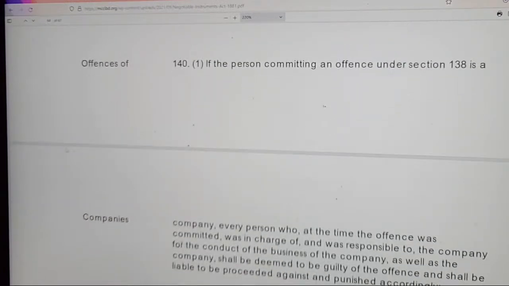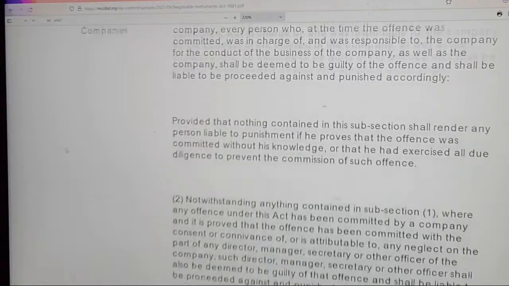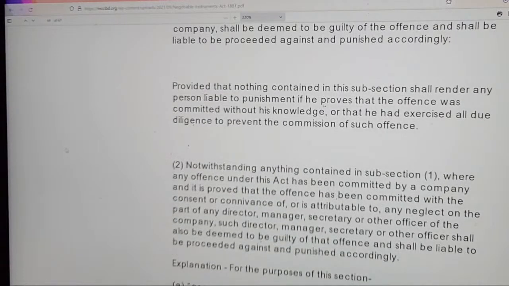If the person committing an offense under section 138 is a company, every person who, at the time the offense was committed, was in charge of and was responsible to the company for the conduct of the business of the company, as well as the company, shall be deemed to be guilty of the offense and shall be liable to be proceeded against and punished accordingly, provided that nothing contained in this subsection shall render any person liable to punishment if he proves that the offense was committed without his knowledge, or that he had exercised all due diligence to prevent the commission of such offense.